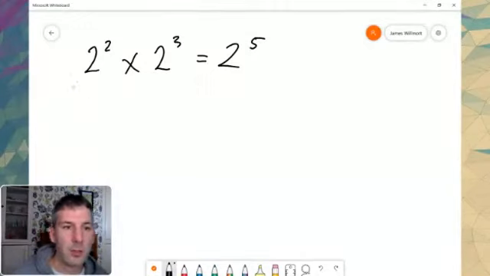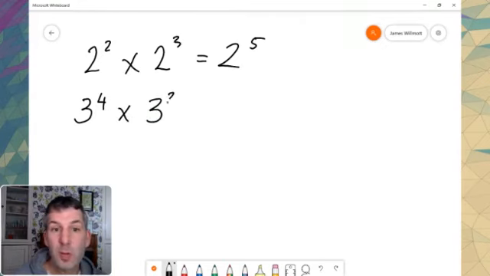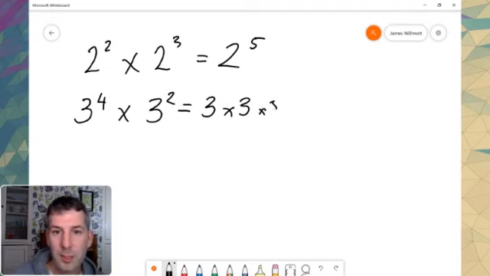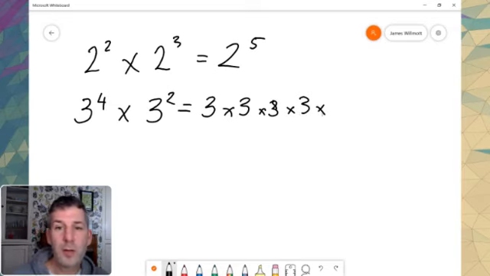Right, I'm going to do a couple more examples. Let's say I want to do 3 to the power of 4 multiplied by 3 squared. Okay, so 3 to the power of 4 is just 3 times 3 times 3 times 3. And so that's the 3 to the power of 4. Then I've got to multiply that by 3 squared, which is just 3 times 3.